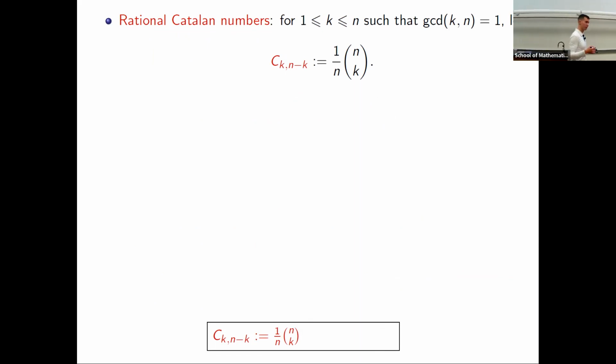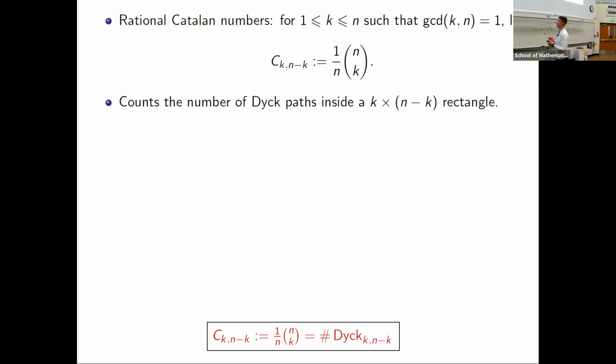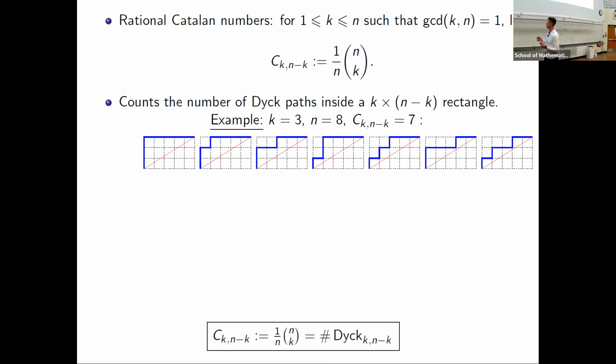And it's going to be divisible, so the ratio is going to be an integer, which has a combinatorial interpretation. It counts the number of Dyck paths inside a k by n minus k rectangle. To give you an example, here's the case of a 3 by 5 rectangle. You have these seven Dyck paths, and as you can check, if you plug in n and k here, you're going to get 7. So that's hopefully something at the bottom vertex of my commutative diagram. That's my hopefully interesting number.